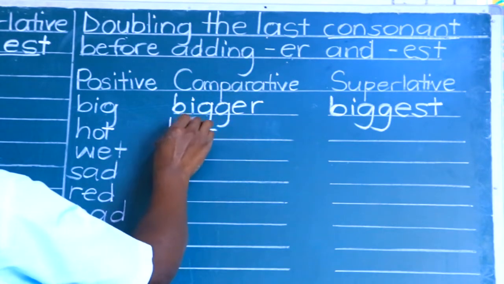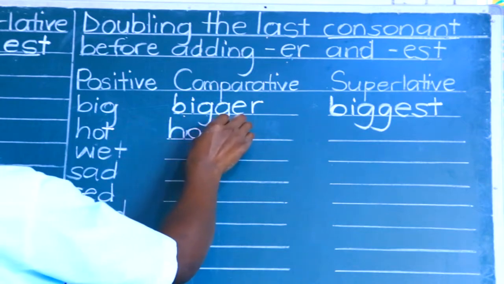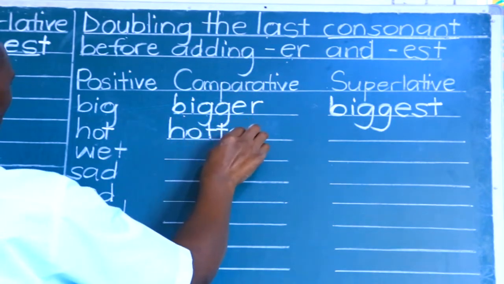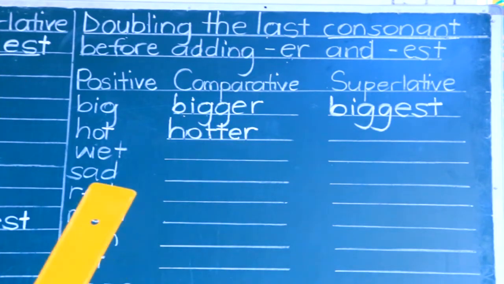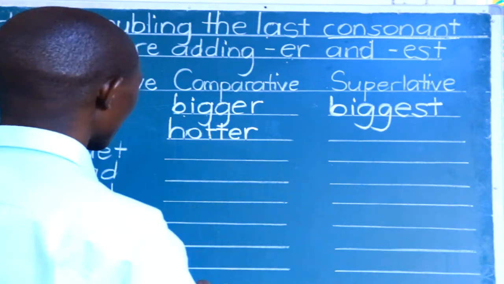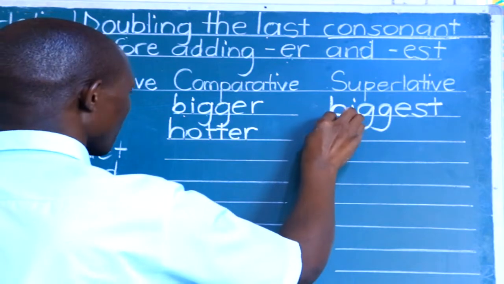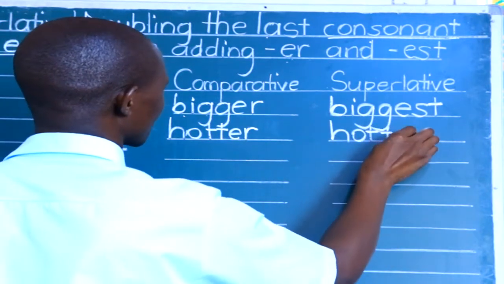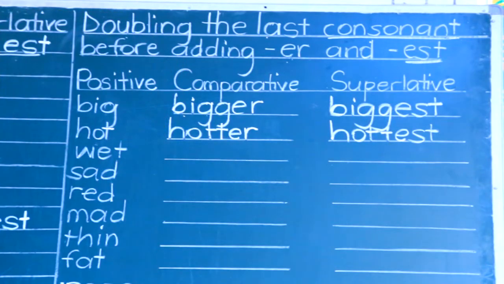H-O-T. After writing H-O-T, the teacher has told you to double the last consonant before adding E and R to form the word hotter. Orange is hotter than water. Orange is hotter than water. Then hot, double T, E-S-T to form the superlative, as we have seen in the instructions.